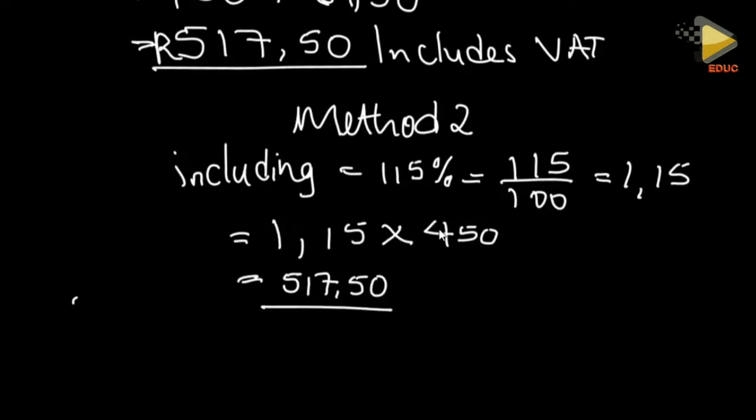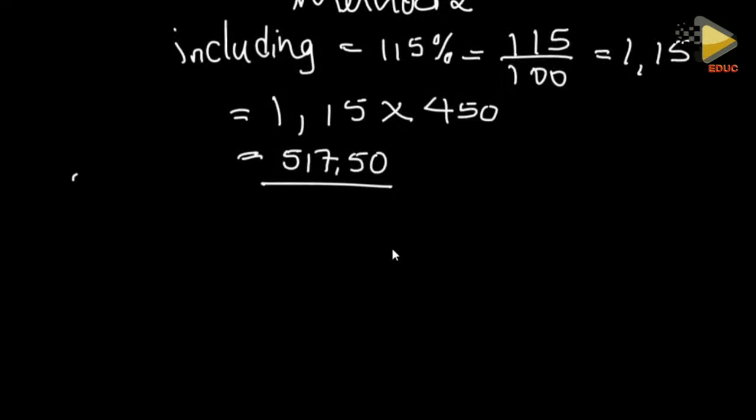Are we there? Method number 3. For method number 3, we shall use a certain formula. This could be not that much complicated. It's a general formula, and in method number 3 we are still including.